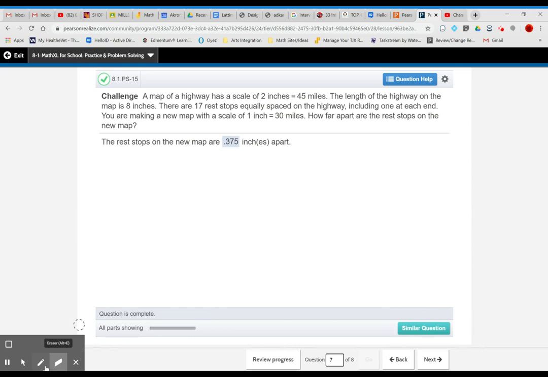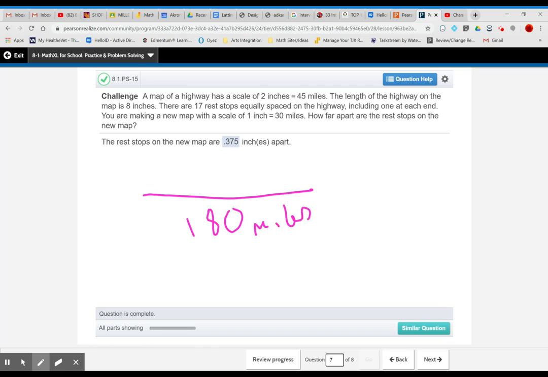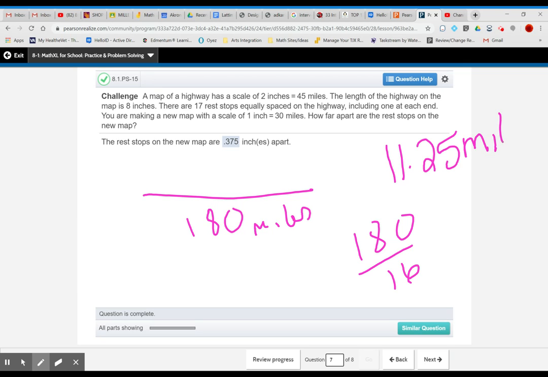Okay, so now I'm going to come back in here because some of you might be like, Mrs. Latimer, couldn't I have, when I knew this was 180 miles, couldn't I have just divided that by 16? And you can. And if I did that, so let me check real quick on my calculator, 180 divided by 16 is going to be every 11.25 miles. Okay, but we're looking for it in inches.